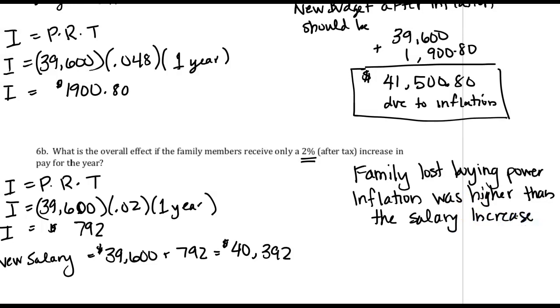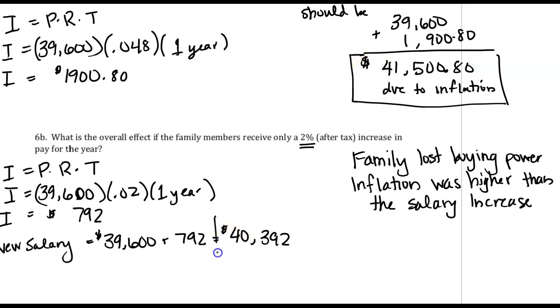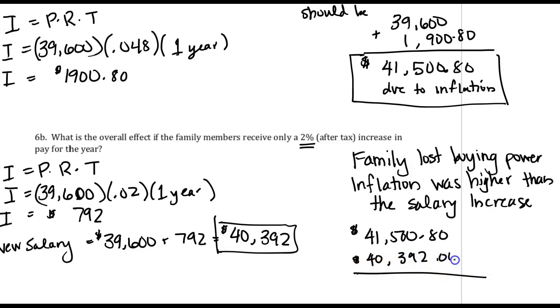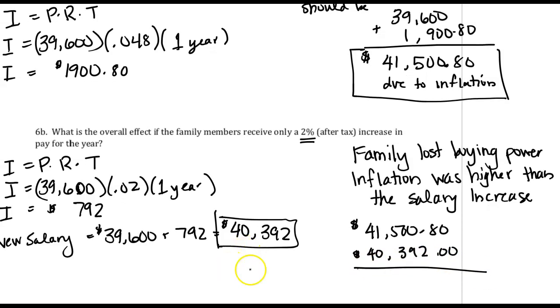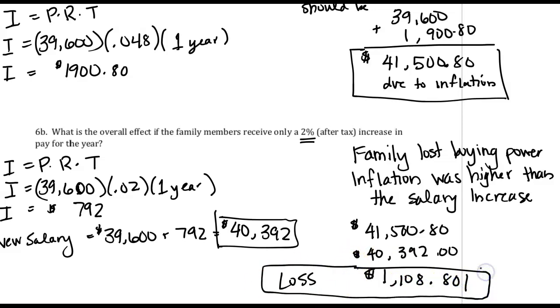And how much higher was it? We can subtract these two numbers. So 41,500 is what they needed to keep up with inflation, but their salary increase was only $40,392 for a difference of a loss in buying power of $1,108.80. Because their salary increase, their raise, was less than the price of inflation. And that ends Chapter 10, Section 2.